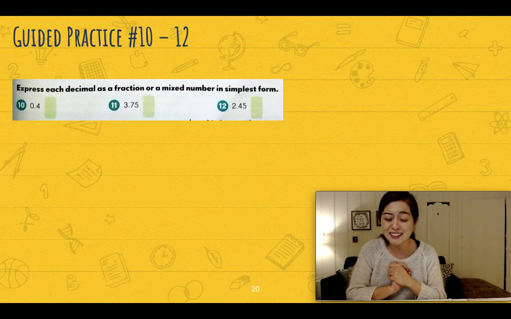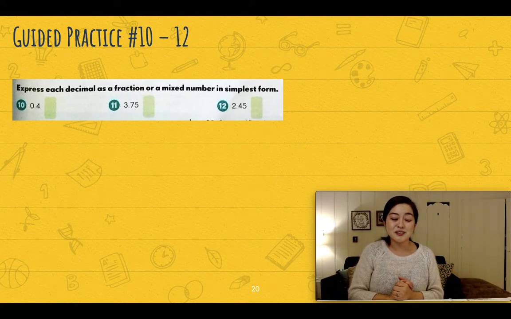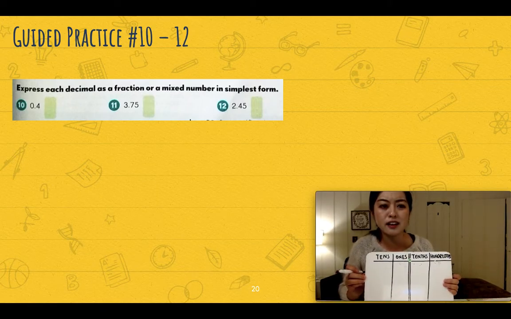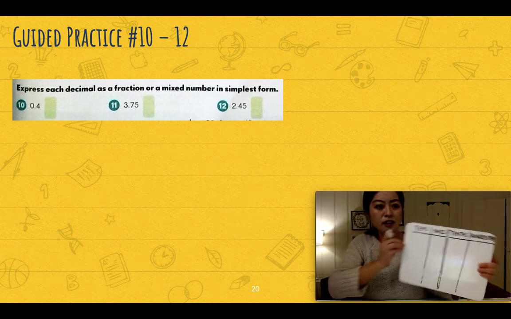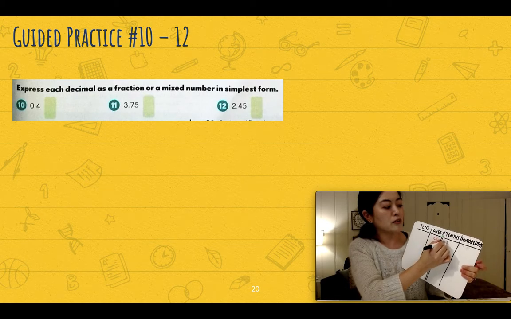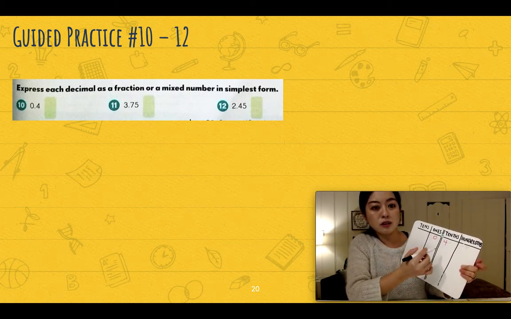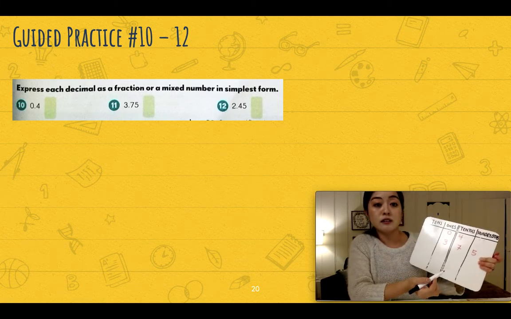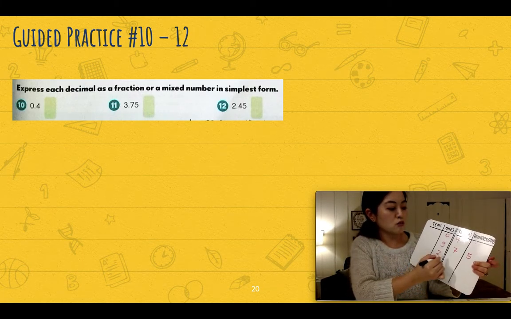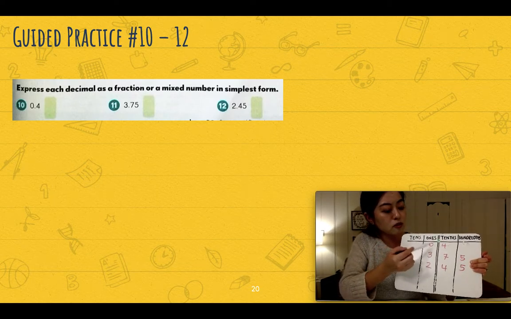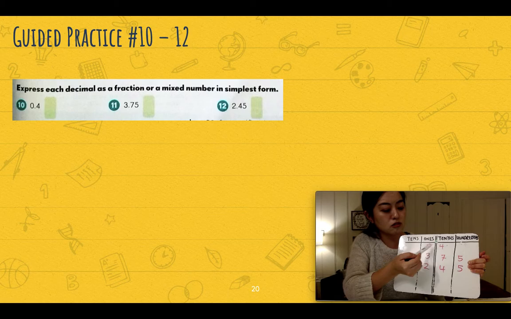Hello, how was it? Okay, so let's do this together. I'm going to write 10, 11, 12 in here, so I can get ready. Number 10 is 0.4. Number 11 is 3.75. Number 12 is 2.45. But for now, let's just focus on number 10, 0.4.